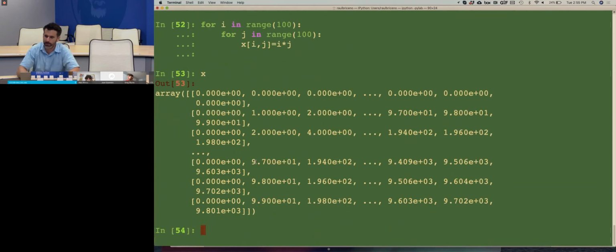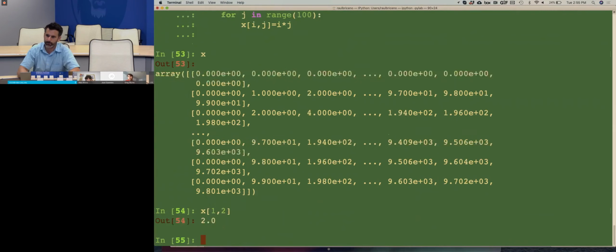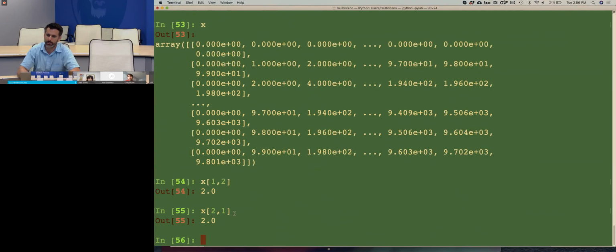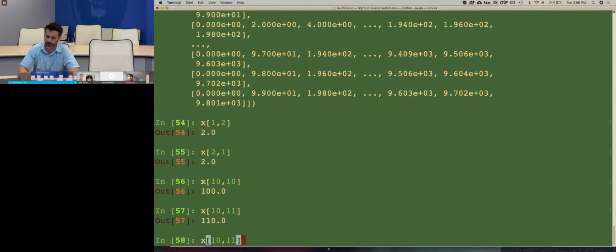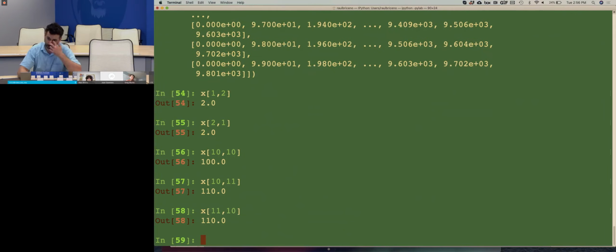And some important things to check, right, is that this should be symmetric. And so we can check. Let's do 1, 2 should be 1 times 2. So that makes sense. And 2, 1 should be 2 times 1. Great. We can make this 10 times 10. Should be 100, right? 10 times 11, 110. Even I can do that. 11 times 10, also 110.